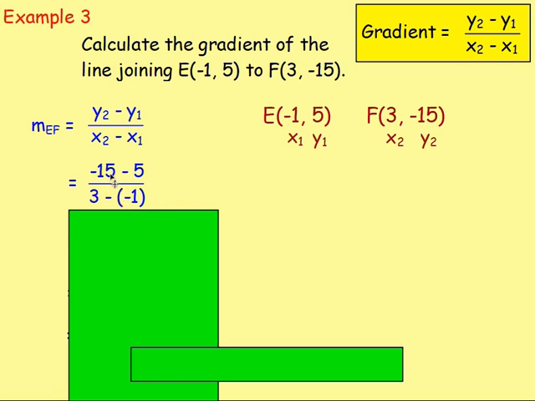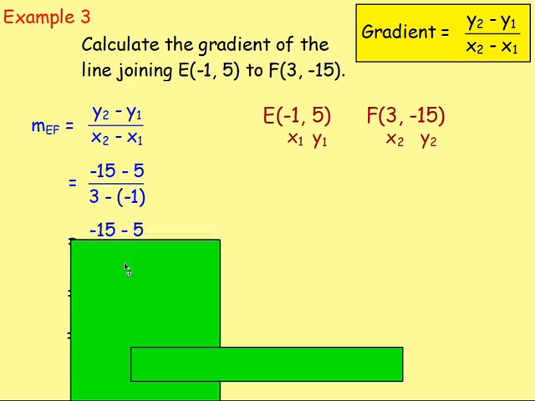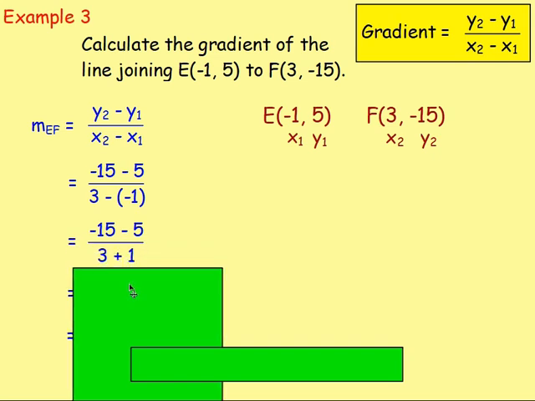So, negative 15 take away 5. I'm just going to leave that as it is for the second. But I've got 3 take away negative 1. Rejwan, master of negatives. What do you do when you subtract a negative? We add, Mr. Thomas. You do indeed. Well done, Rejwan. So that becomes 3 plus 1. We would end up with negative 15 take away 5, which gives us negative 20. And 3 add 1 is 4.